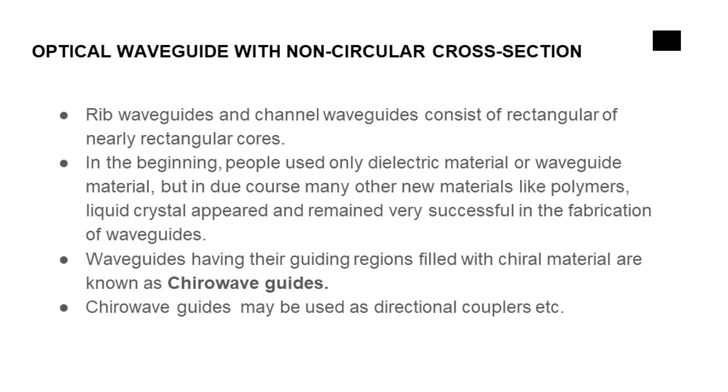Well, in the beginning, people used only dielectric material as a waveguide material, but in due course, many other new materials like polymers and liquid crystals appeared and remained very successful in the fabrication of waveguides. Waveguides having their guiding region filled with chiral materials are known as chiral waveguides. These waveguides may be used as directional couplers, etc. These waveguides with non-circular cross sections I have already explained in the previous slide.